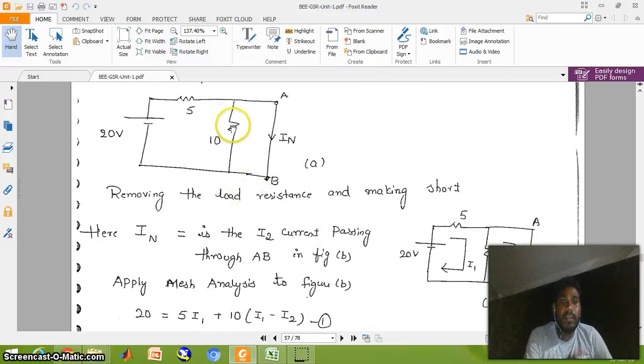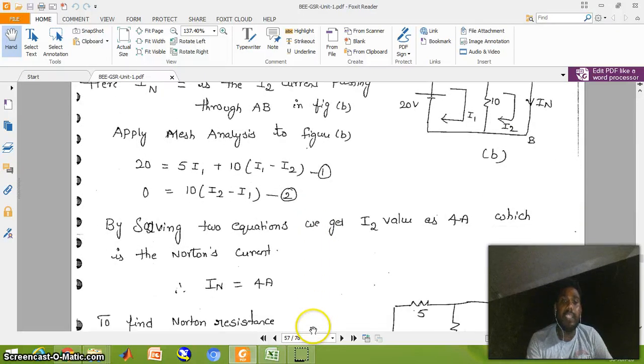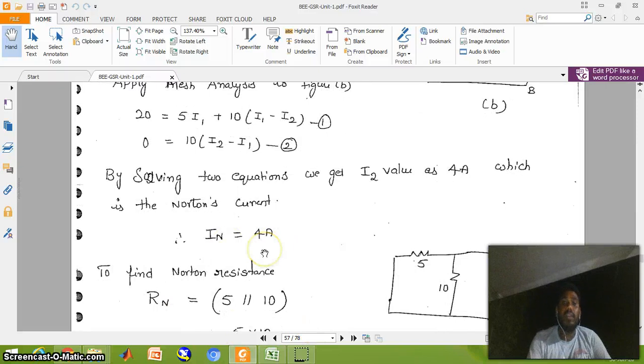Here the 10 ohms is connected across the short circuit, so no current is flowing through the 10 ohm resistor. The same Norton current is flowing through the 5 ohm resistor. So the current through 5 ohms is the same as IN. I is equal to V by R, that is 20 by 5 ohms. We get current I equal to 4 amperes. That I is equal to IN, so IN is simply 4 amperes.